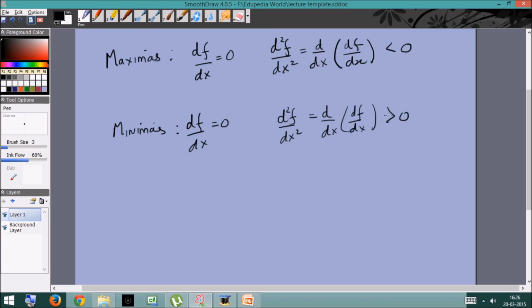So the first step, differentiate the function, equate it to 0, find all the critical points. Then double differentiate the function, and the points where the double derivative is positive would be points of minimas, and the points where the double derivative is negative would be points of maximas. Right? So this completes differentiation.